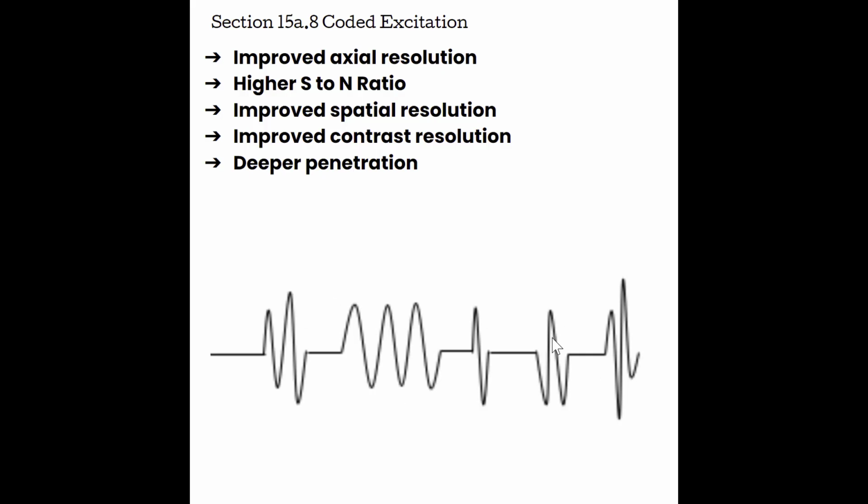So it actually is going to improve quite a few things. In fact, it actually has 5 benefits to it. So the 5 benefits, and you should know these for coded excitation. Most importantly, it's going to improve our axial resolution, which again, I know sounds really weird that we have this long pulse, but remember it's the little pieces of this long pulse get kind of decoded and pulled out. That's how we improve the axial resolution.